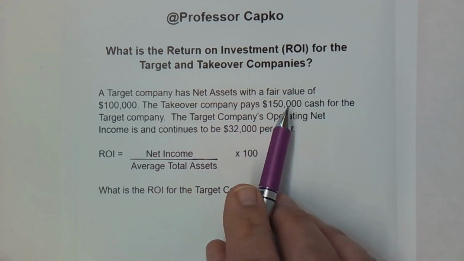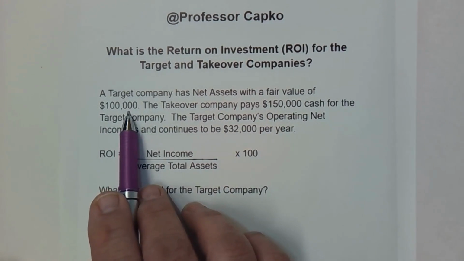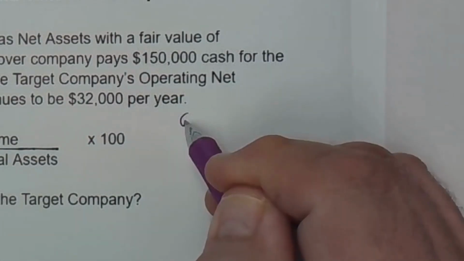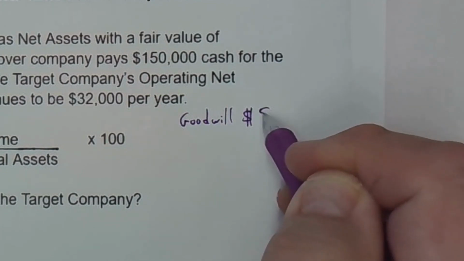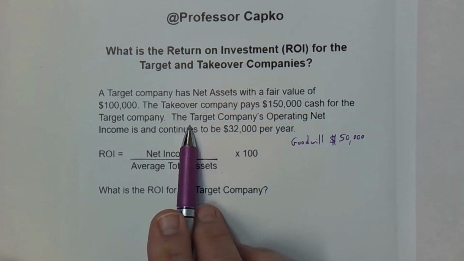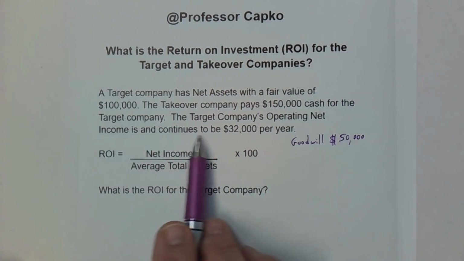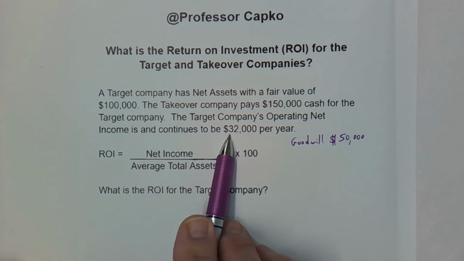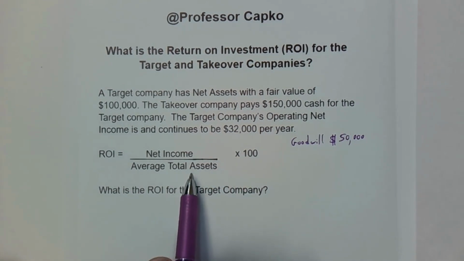Now that means that goodwill is the difference between the $150,000 and the $100,000, so we have goodwill of $50,000. The target company has a net operating income of $32,000 per year, and we project it's going to continue receiving that for the time being. So even after the takeover, that's the amount per year of the net income.